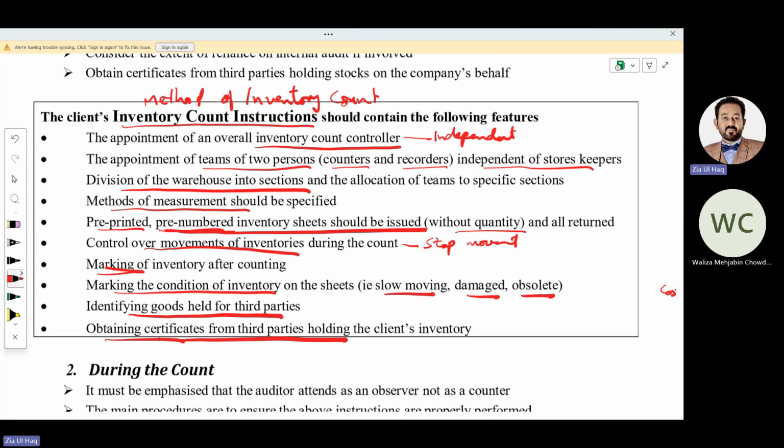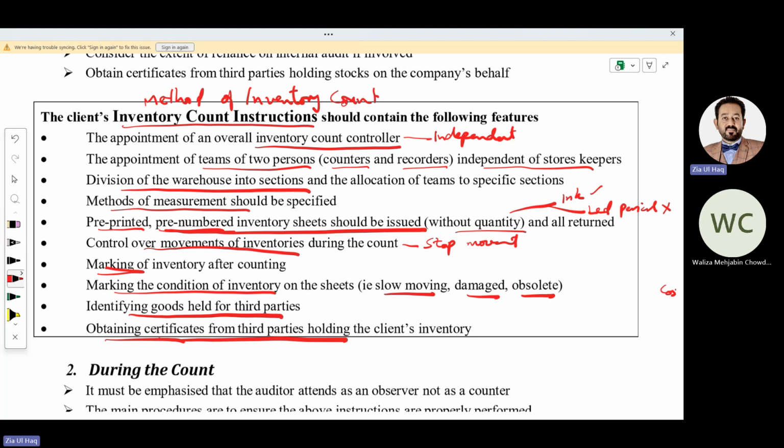For counting, there should be pre-printed, pre-numbered sheets without quantities. And the quantities the staff have to mark through permanent ink rather than lead pencil. Because if they are stating the units of count through lead pencil, that can be changed afterward. So they have to mention the quantities with permanent ink on the sheet so that they cannot be altered afterward.